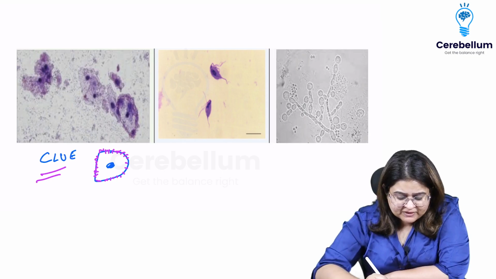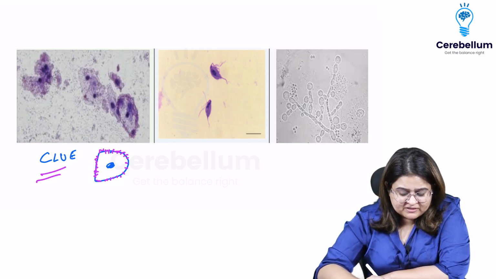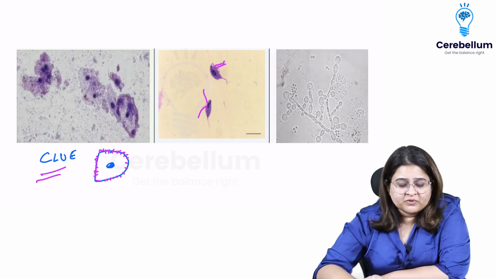Look at the second picture. You can see the flagellated organism. You can see the Trichomonas with the flagella here. So this is a typical slide of Trichomonas vaginalis.